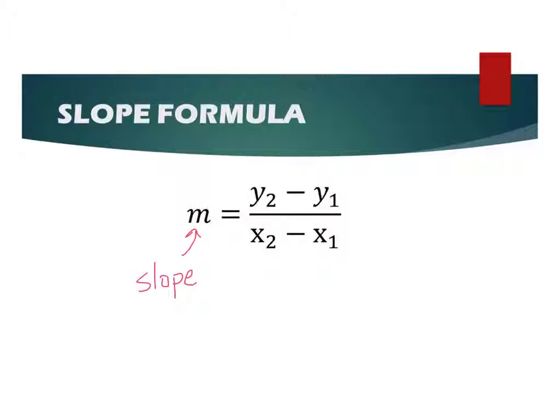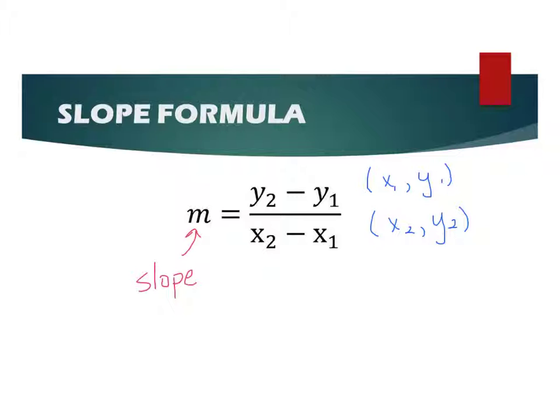y2, y1, x2, x1 refer to the 2 points that we're looking at. One of our points is going to be x sub 1, comma y sub 1. That's one of our points. The other point is x sub 2, comma y sub 2. Those are our 2 points. Those subscripts 1 and 2 are just letting us know which points we're dealing with.